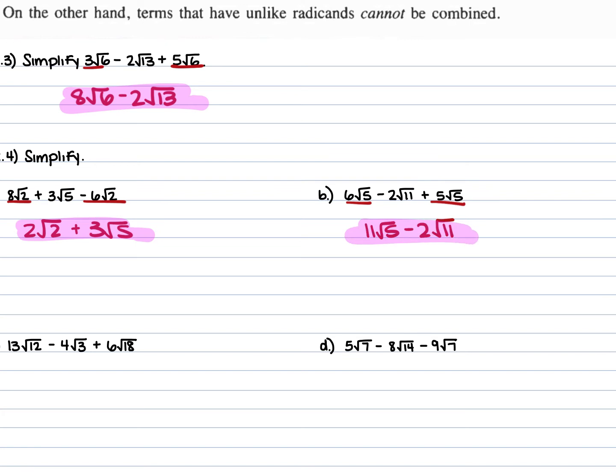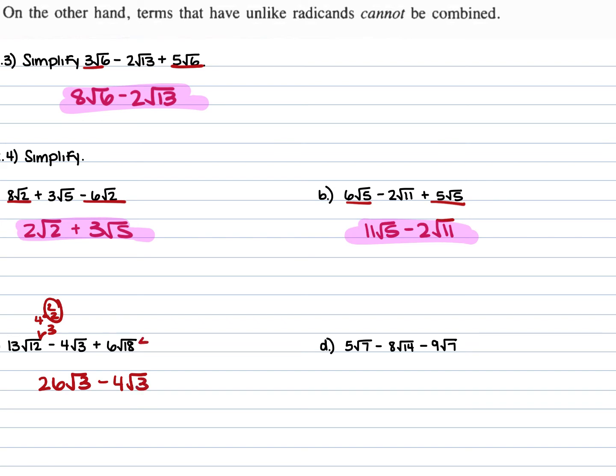For example C, we have 13 square root 12 minus 4 square root 3 plus 6 square root 18. You need to simplify that 13 square root 12. 12 is 3 times 4. 4 is 2 times 2. So those 2's pair up. We're going to do 13 times 2, which is 26. Keep the square root of 3. That negative 4 square root 3, you cannot simplify the square root of 3 any further, so leave it.